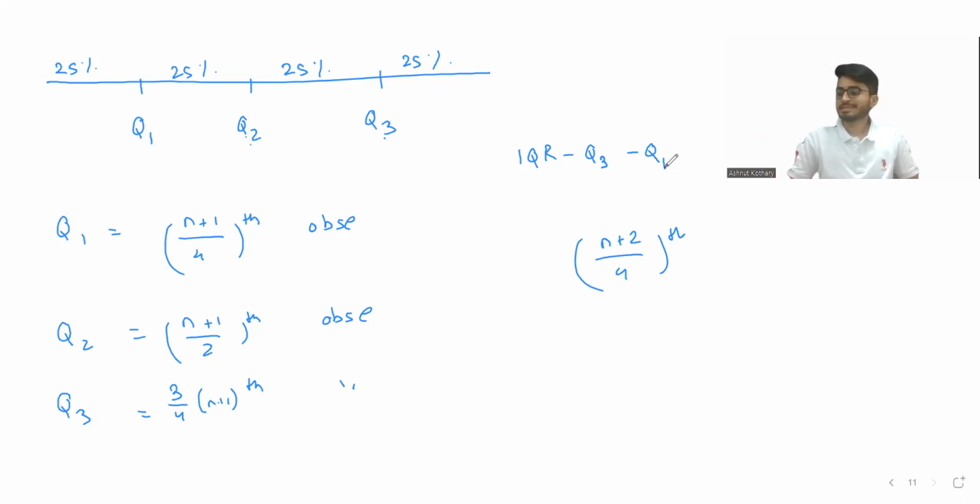Now again, note that just like the median, when you're calculating quartiles, these are not affected by extreme values. So if quartiles are not affected by extreme values, then even if I calculate the interquartile range, it will not be affected by the extreme values.